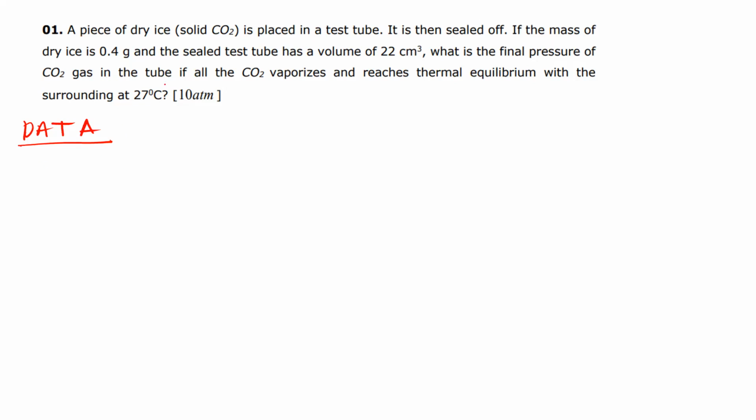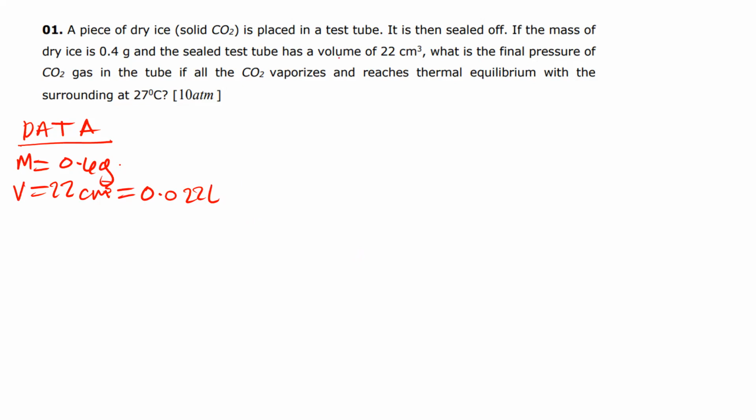Okay, so the first thing that we've been given here is the mass of the dry ice. The mass of carbon dioxide is 0.4 grams. And the sealed test tube has a volume of 22 cubic centimeters, which when converted to liters, you simply have to divide by 1,000. So when you divide by 1,000, you get 0.022 liters.